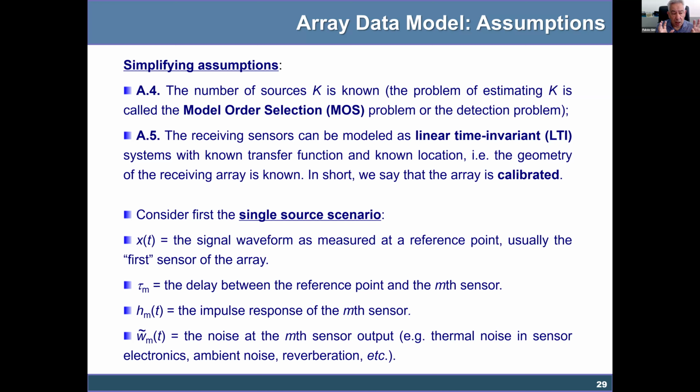Now, assumption 5, so we know the frequency response of each sensor, and we know the location of each sensor, is equivalent to say that the array is calibrated. So when we say that an array is calibrated, we mean that we know the geometry of the array perfectly, and we know the frequency response of each sensor of the array. Okay. I think we should make a 15 minutes break now.